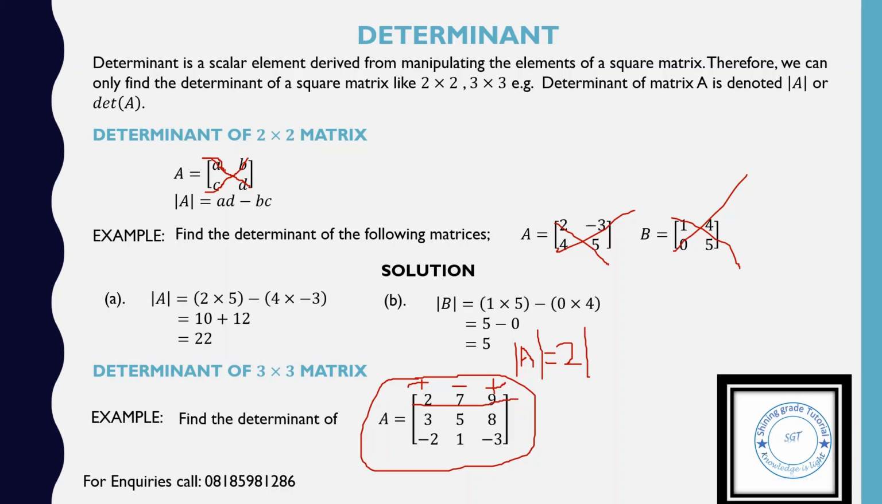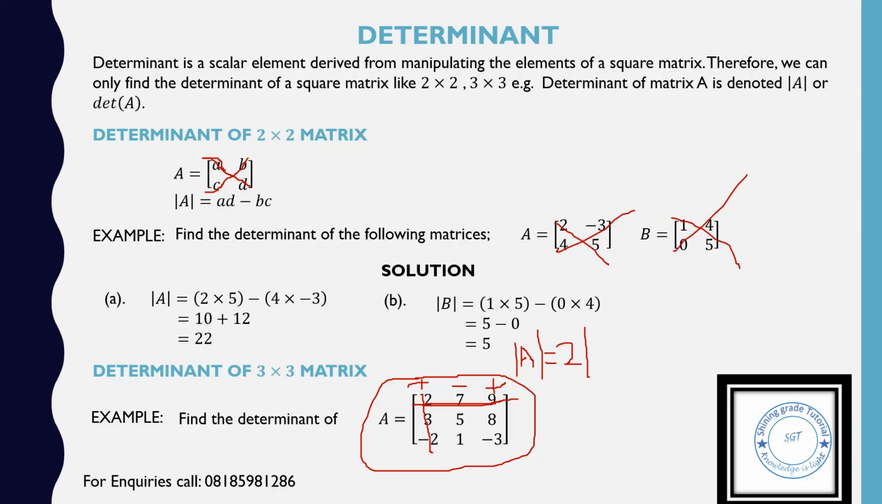After you have done that, delete all the elements at the row and column of 2. This is the row of 2, delete it, and this is the column, delete it. So what do we have left? We have 5, 8, 1, and minus 3.